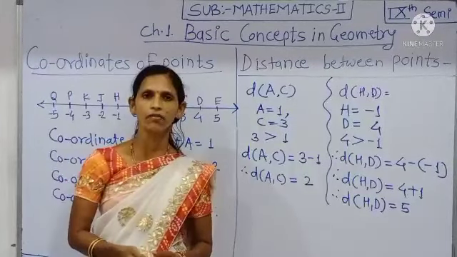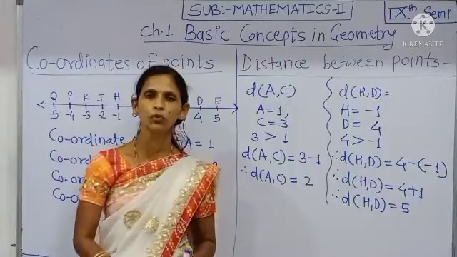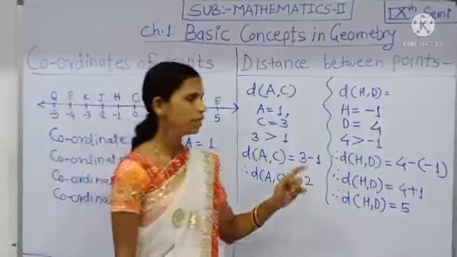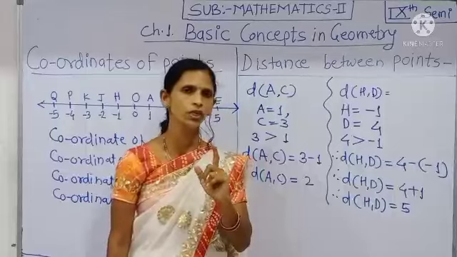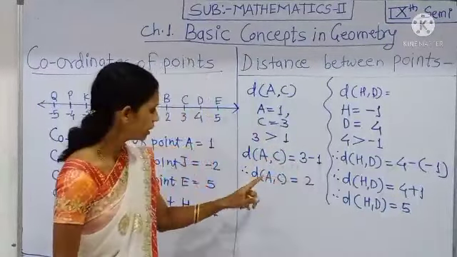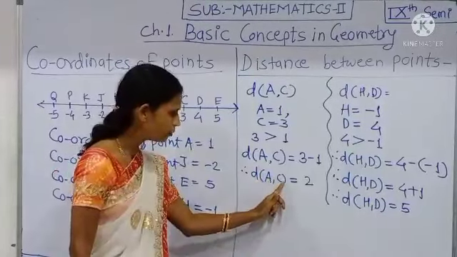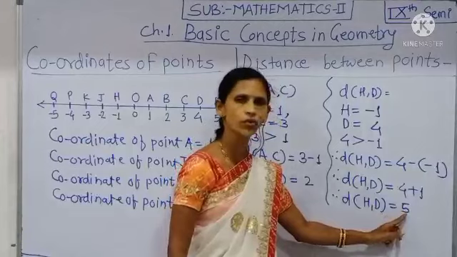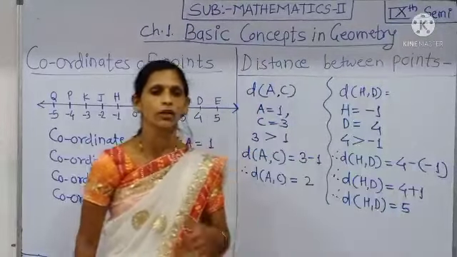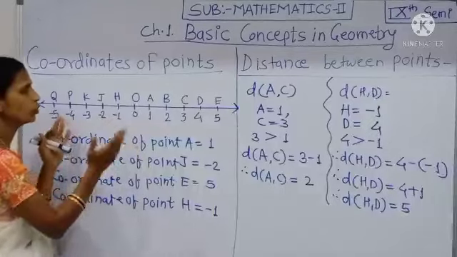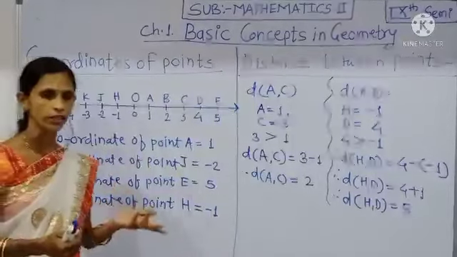That means distance is always a positive number. Distance can never be negative. See here, the distance between A and C is 2, and the distance between H and D is 5. Then you can also determine the distance between two negative points.